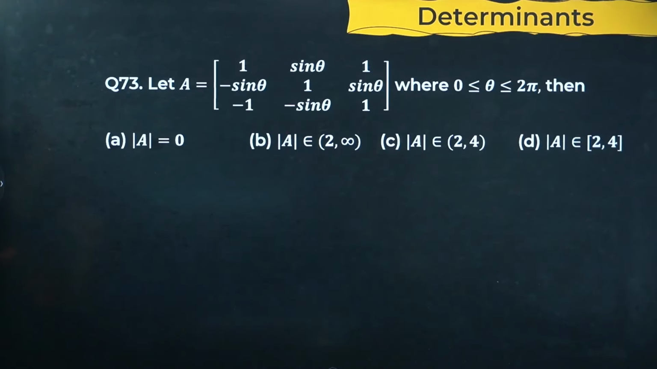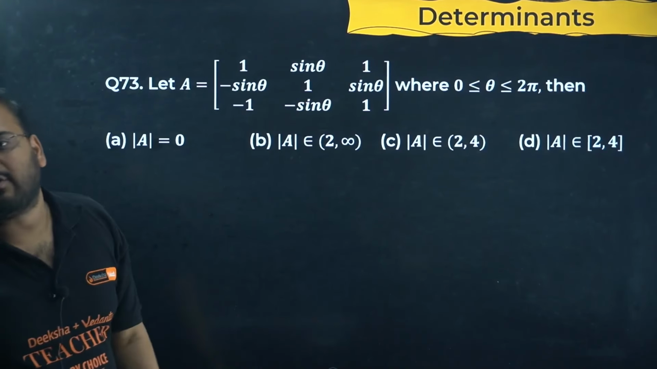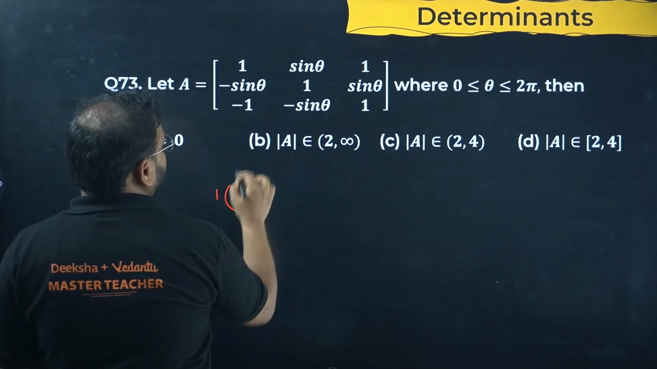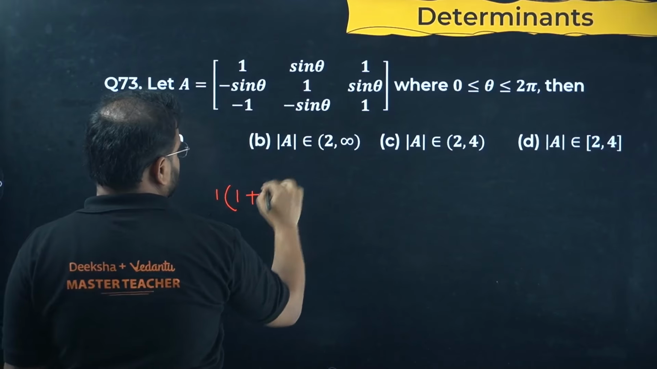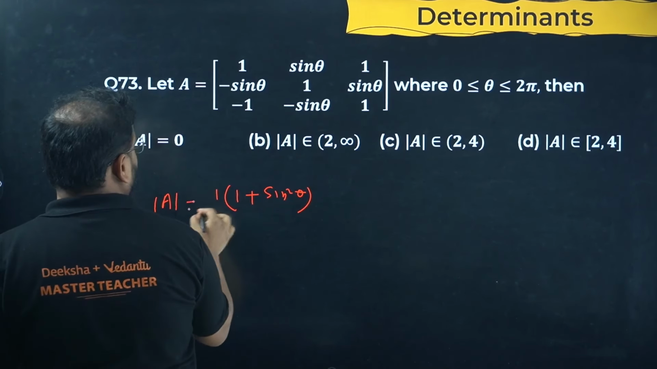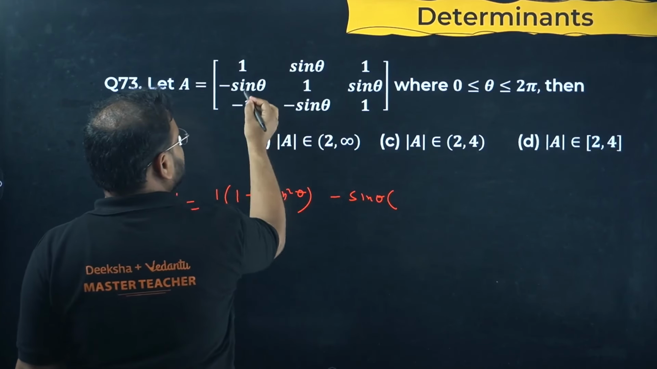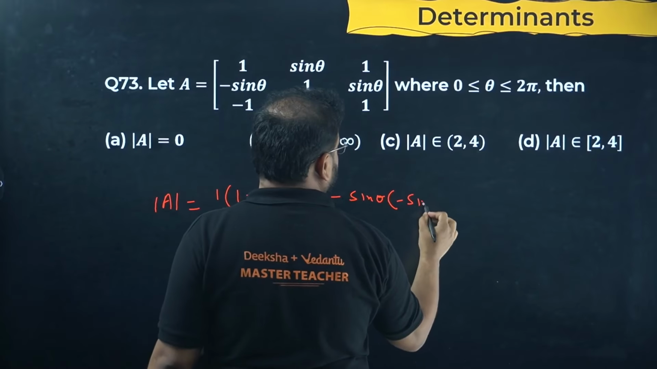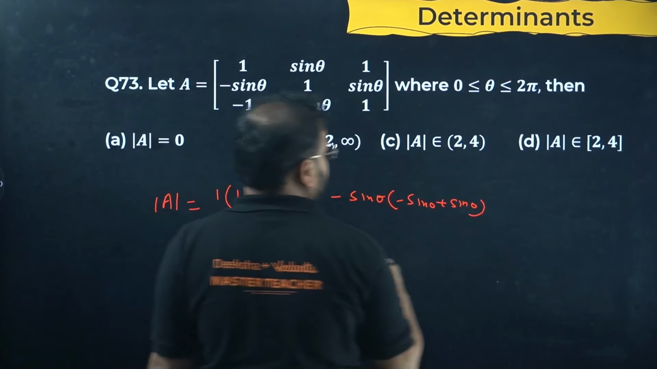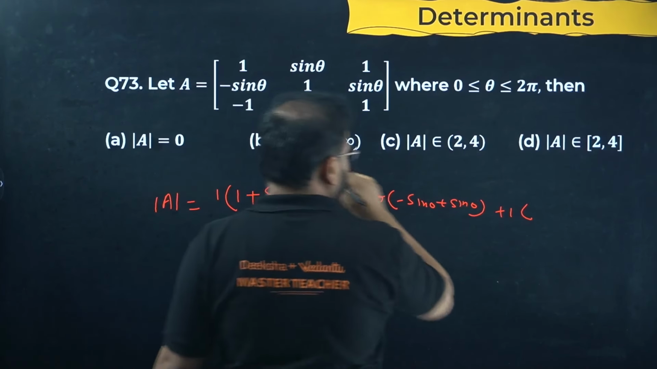Next, clear guys? Determinants. Matrix is given. They are asking in what range the determinant value lies, if theta ranges from 0 to 2 pi. Solve the determinant from here. You get 1 plus sine square theta across this one. Then you get minus sine theta. You get minus sine plus sine, so 0. Minus sine and plus sine will be 0. And last one, plus 1. You'll have sine square plus 1.